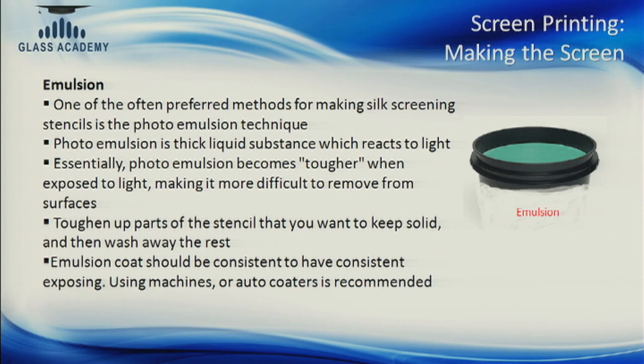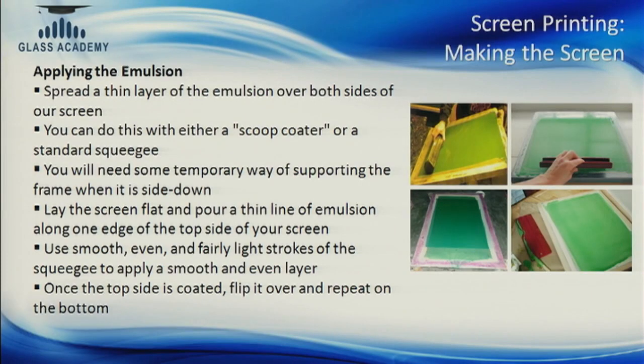So you have to coat the emulsion evenly on the frame, and it has to be consistent, because if it is not consistent, during the exposing process, it will solidify at different times. So we'll come to the exposing part and we'll understand this a little bit more. So first you have to apply the emulsion. You spread a thin layer of the emulsion on both sides of the screen.